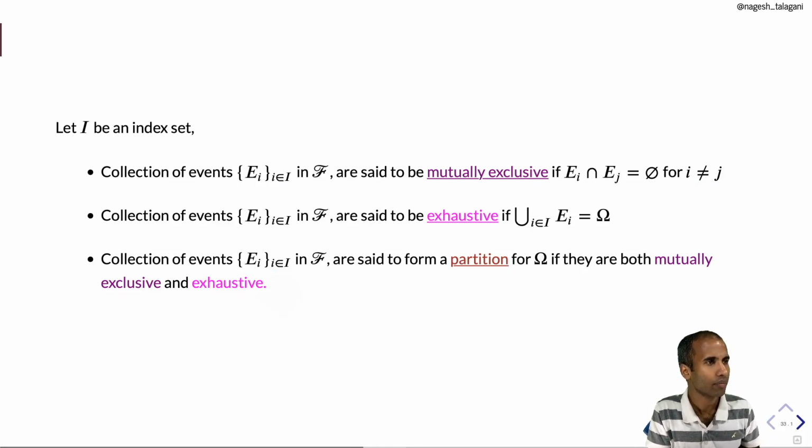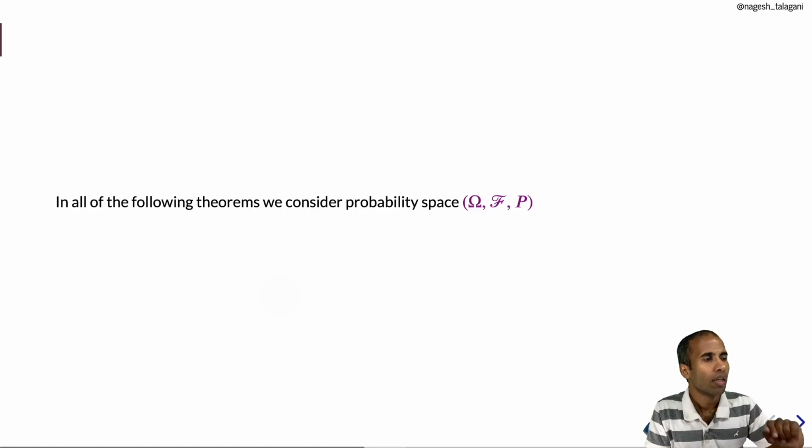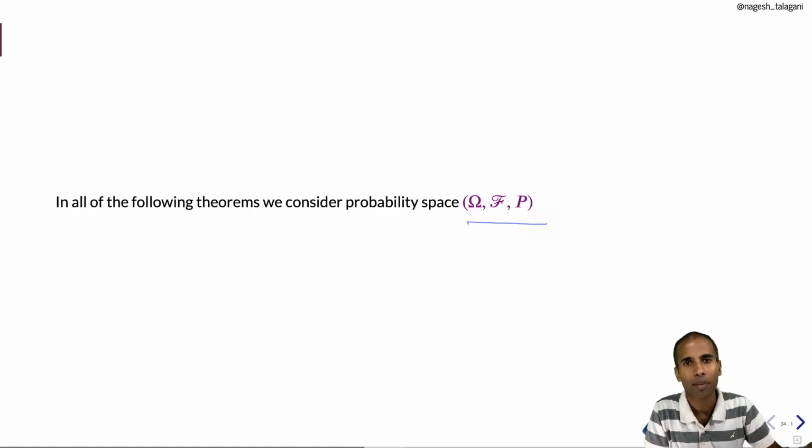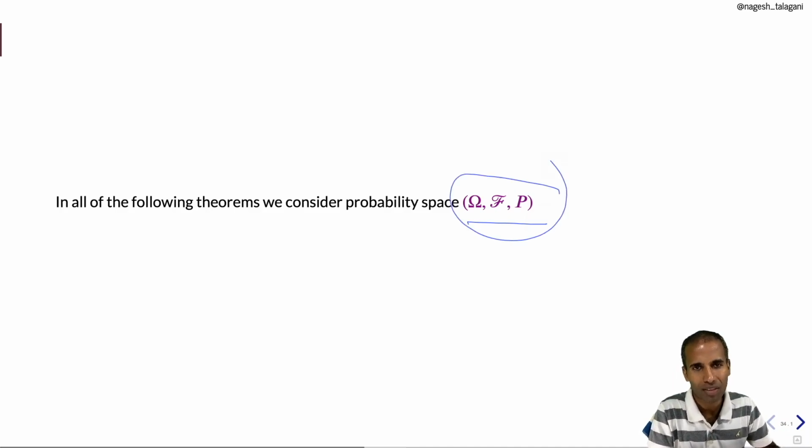Next. In the following theorems, we are going to assume the underlying probability space is this: omega, script F, and the probability function P. So I'm not going to mention this triple every time. Just assume that the underlying probability space is always this for all the statements I'm going to make.